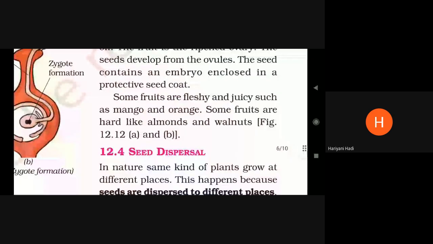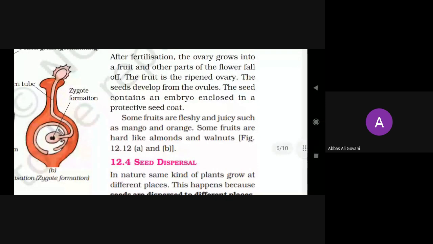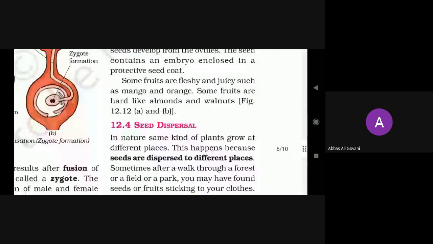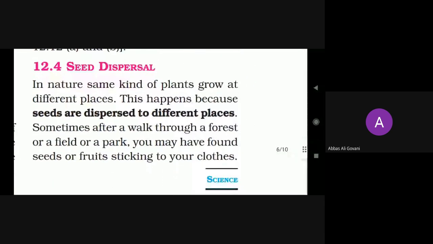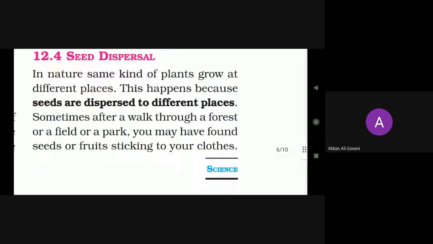Sir, this one is about the types of fruits. What's your name? Abbas Ali Goan. Wow, beta, wow. Read, continue.